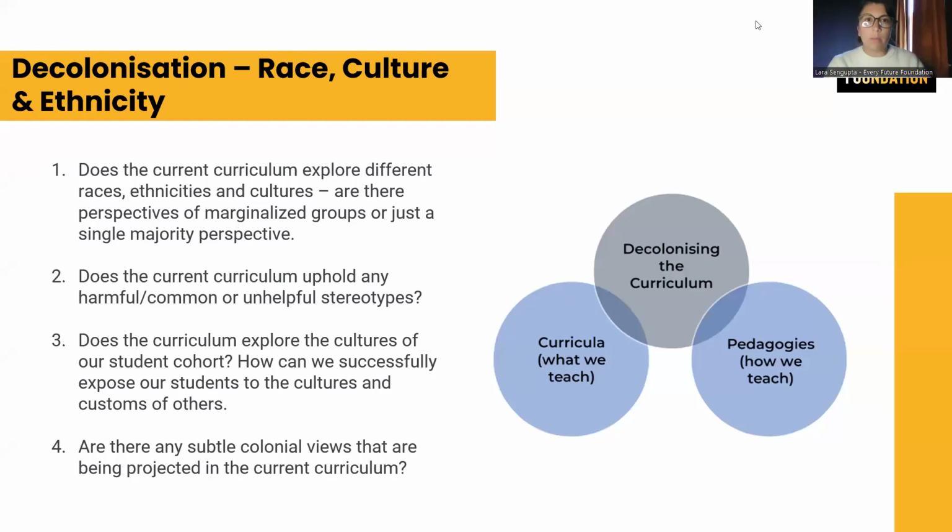So decolonization, when we're focusing on race, culture, and ethnicity, does the current curriculum explore different races, ethnicities, and cultures? Are there perspectives of marginalized groups, or is it just a single majority perspective? Also, when we talk about race, culture, and ethnicity, we can also talk about religion. And religion, we've had discussions about this recently. Does religion count into when we talk about racism?